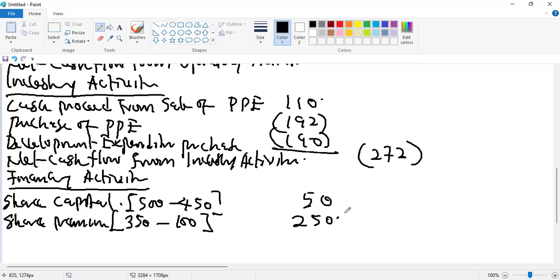Let's look at the loan. 6% debenture loan. At the beginning, 100. Increase in liability is a cash inflow. 150 minus 100, inflow of 50. So out of the 6 items in financing, I have done 3. I'll go again.